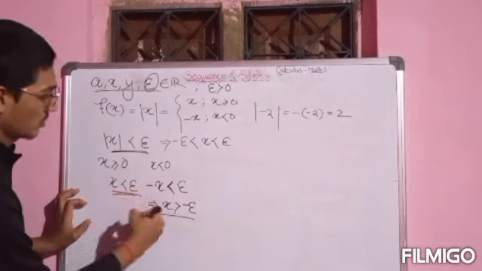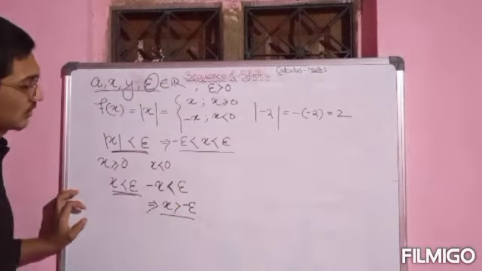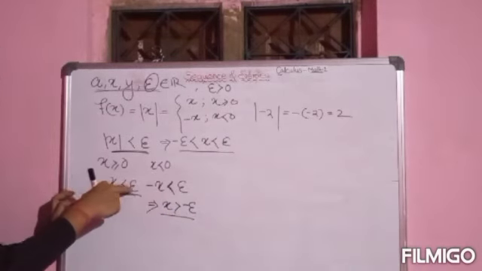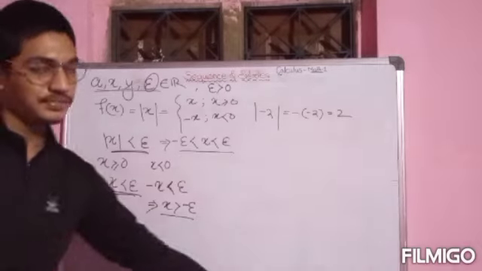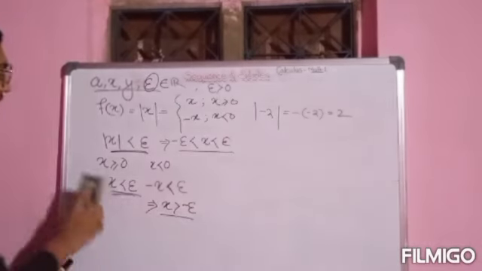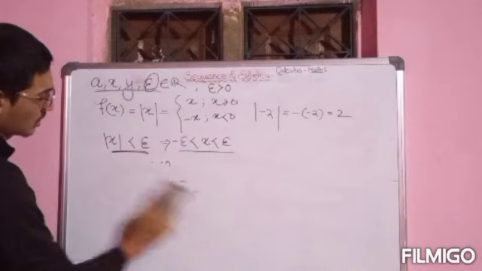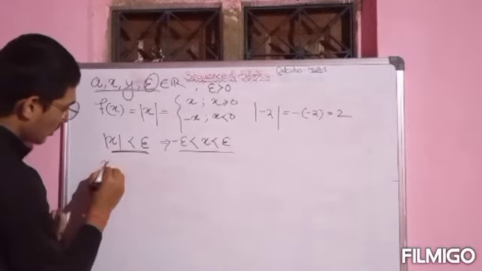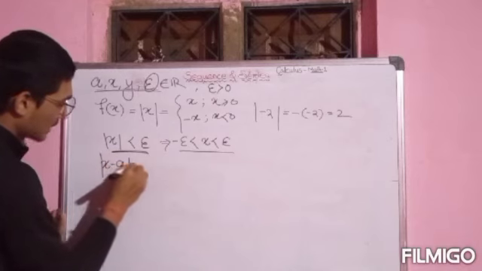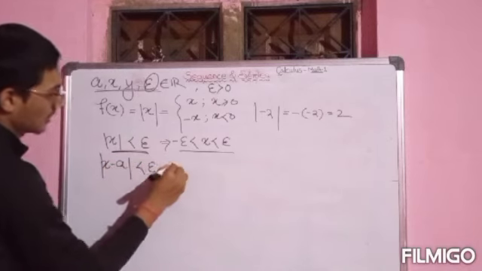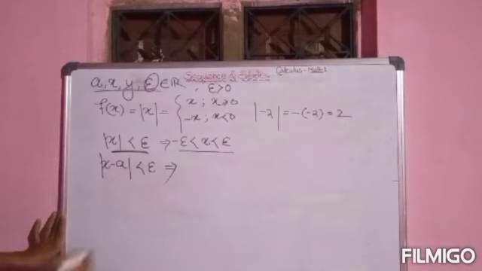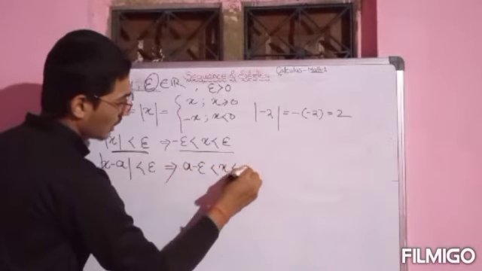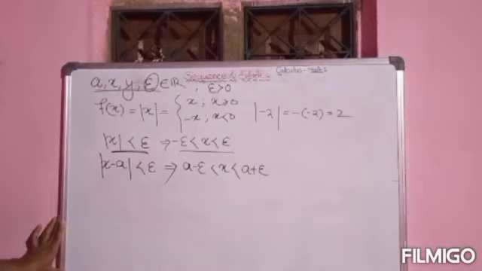Combine these two. What will you get? Minus epsilon less than x less than epsilon. Is it clear? Do you remember? Yes. Understood, no? Okay. So if I say mod of x minus a is less than epsilon, similarly, what can you write? This means x lies between a minus epsilon and a plus epsilon.